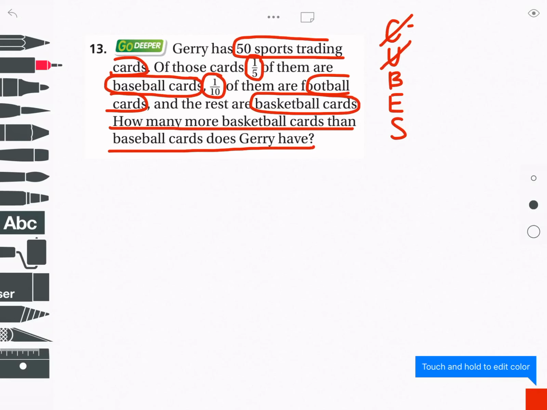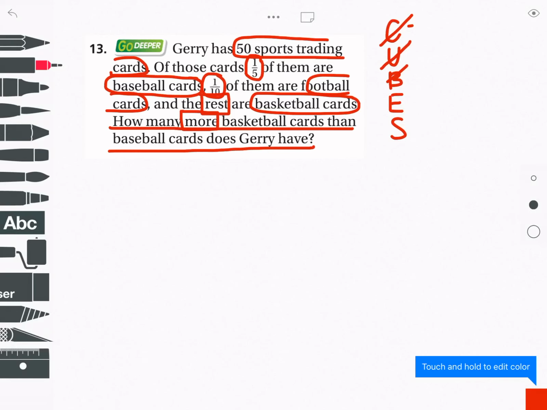Jerry has 50 sports trading cards. Of those cards, 1/5 of them are baseball cards, 1/10 of them are football cards, and the rest are basketball cards. I'm thinking rest is a clue for something I need to do. How many more? Oh, I definitely know that's a keyword. Basketball cards than baseball cards does Jerry have? All right, now it's time to evaluate.